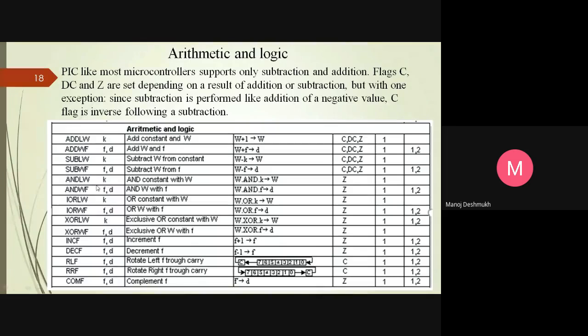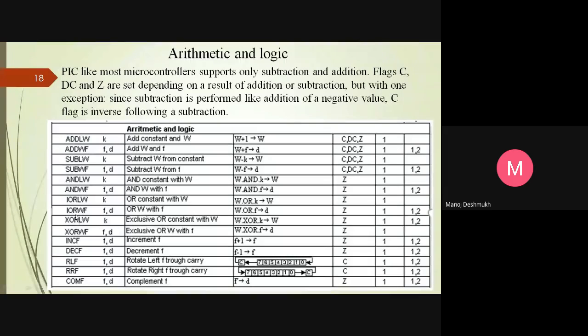This is related to the AND operation, similar to the OR operation, that is, the constant value K will be ORed with W. Sorry, not constant here, file registers. Okay, the content of the file register will be ORed with W, that is, the content of W. Whenever we use the word W, it means the content loaded or stored at W. Okay, so OR register. After that XOR, the same logical operations are there.